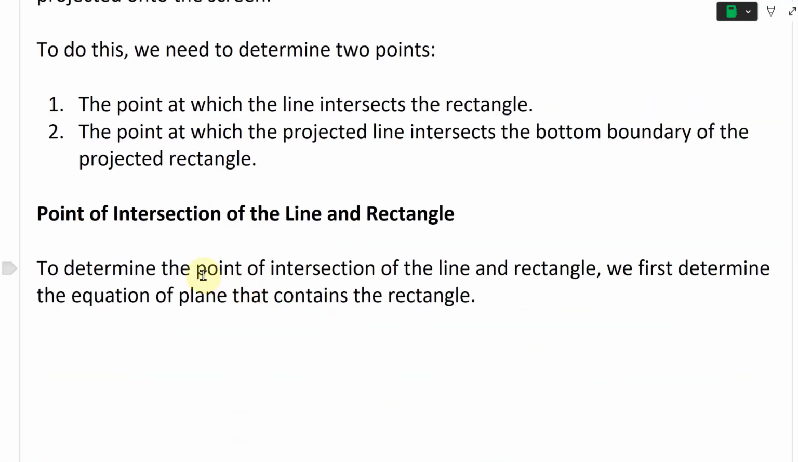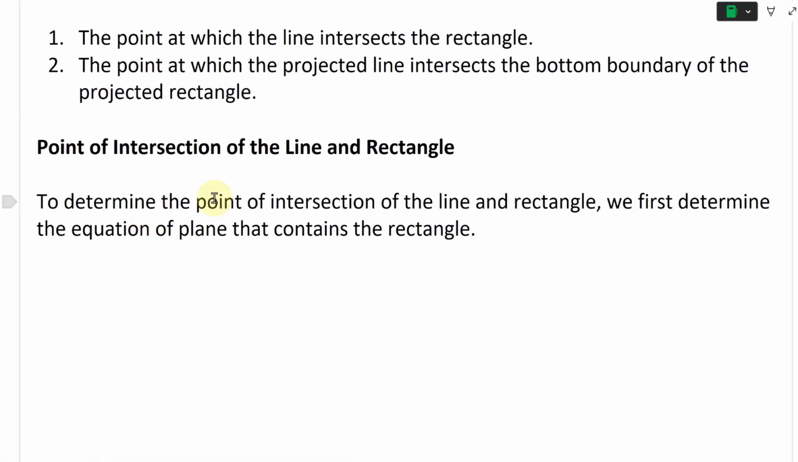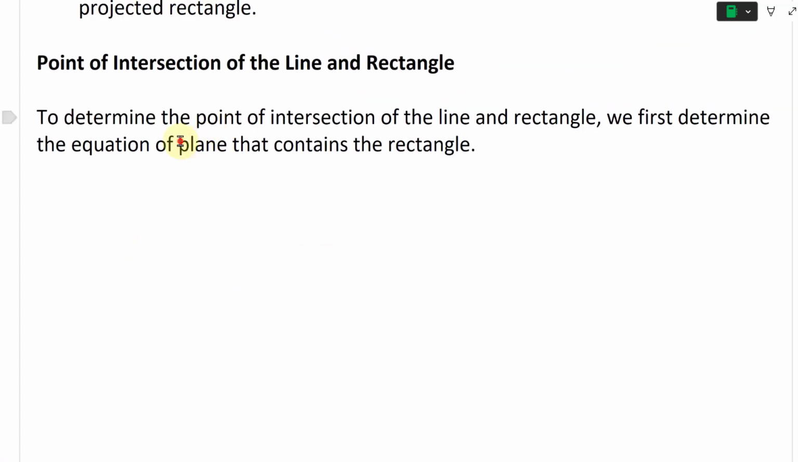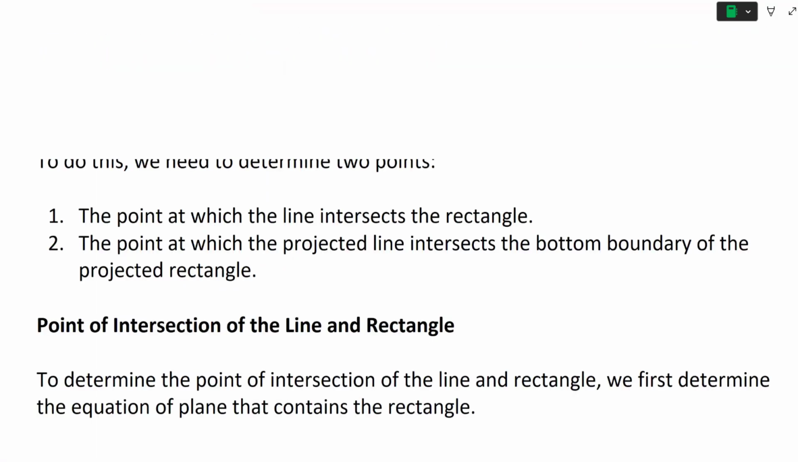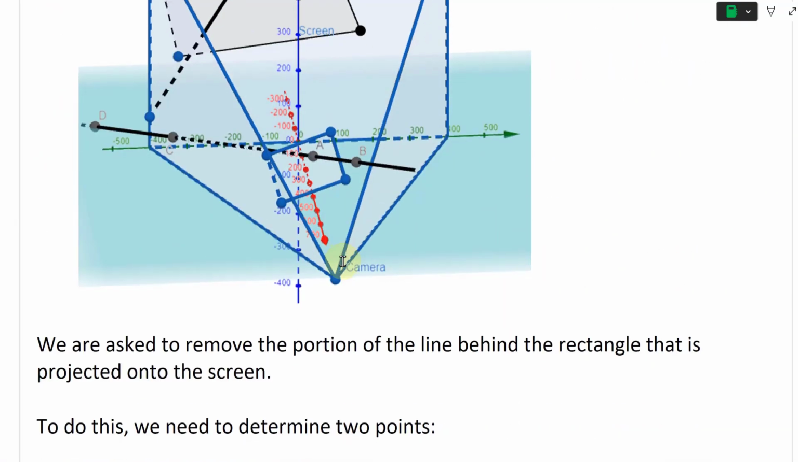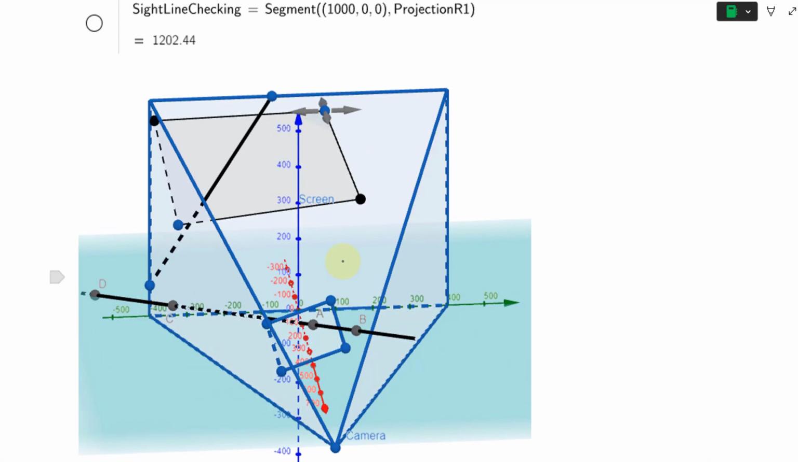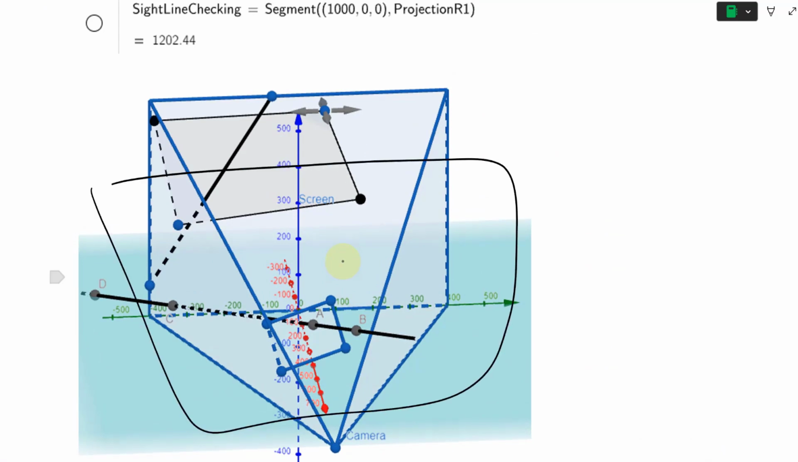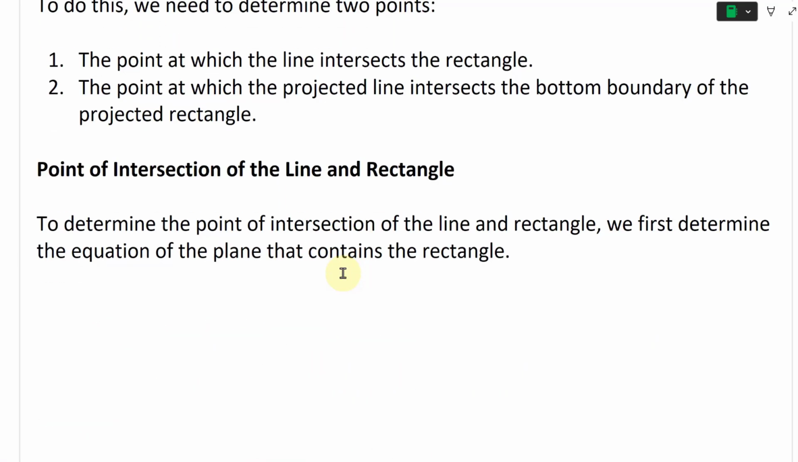All right, so let's look at the first one. And this is why it's a discovery project. It's again, an intense project. So, point of intersection of the line and rectangle. To determine the point of intersection of the line and rectangle, we first determine the equation of the plane. All right, back here. So the plane that contains the rectangle. We got to find the plane of this rectangle. It's going to be something like this that contains this inside it. So we got to find that out.